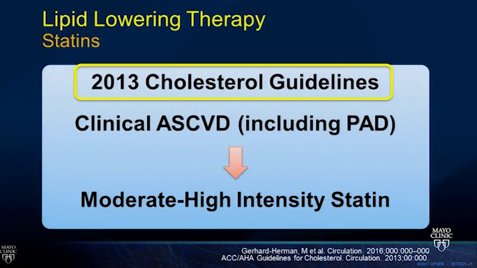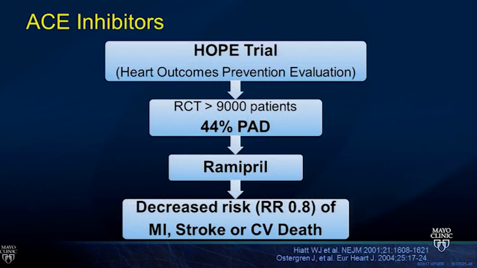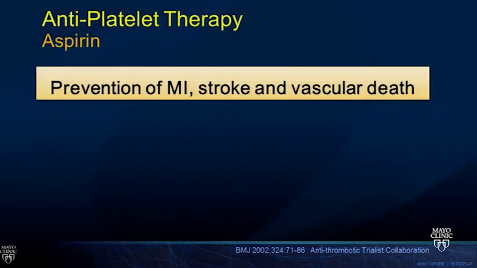For statins, same idea: moderate or high intensity statin for PAD. And then in terms of ACE inhibitors, the HOPE trial from several years ago, interestingly enough, 44% of the patients had PAD, and ramipril was studied, and there was a decreased risk of MI, stroke, or cardiovascular death. So no, not everyone who has PAD needs to be started on an ACE inhibitor, but many times patients with PAD have underlying hypertension. So if we go back to the hypertension talk, when you're choosing what antihypertensive agents to use in patients who have PAD, you could make a good argument to start an ACE inhibitor.